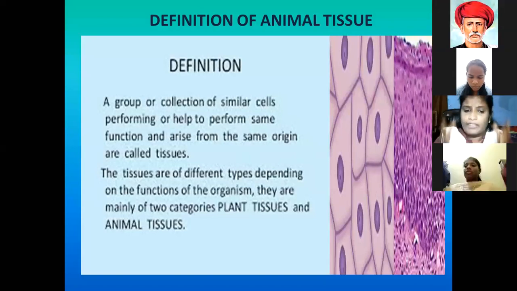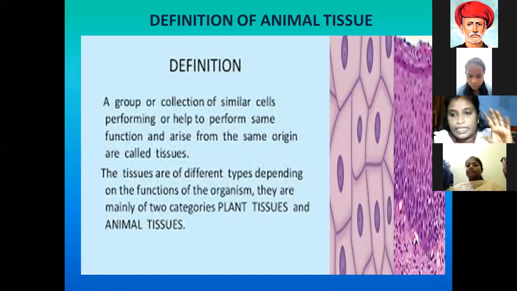Okay, the tissues are of different types depending on the functions of the organism. There are mainly two categories. You already know the plant tissues and animal tissues. The plant tissue is already over. Today I am going to discuss the animal tissues. Okay. Understand this slide? Shall I move to the next slide?